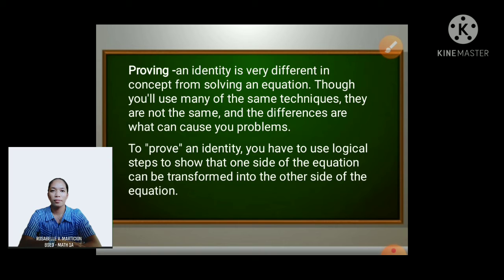Proving identities is very different in concept from solving an equation. Through you use many of the same techniques, they are not the same, and the differences are what can cause your problems. To prove an identity, you have to use logical steps to show that one side of the equation can be transformed into the other side of the equation.